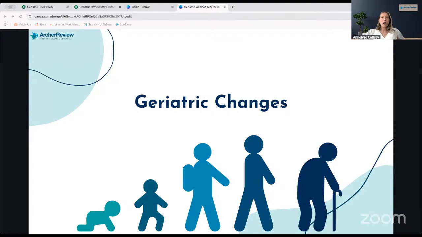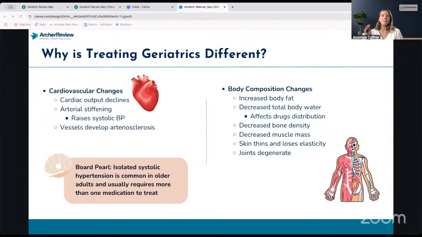So first thing we need to talk about are geriatric changes, because you're treating an 80-year-old, let's say, and their normal is going to be so different from your 40-year-old uncle's normal. So we really need to break it down by body system to understand what makes them different so we know how to treat them differently. First thing here is cardiovascular and body comp changes.